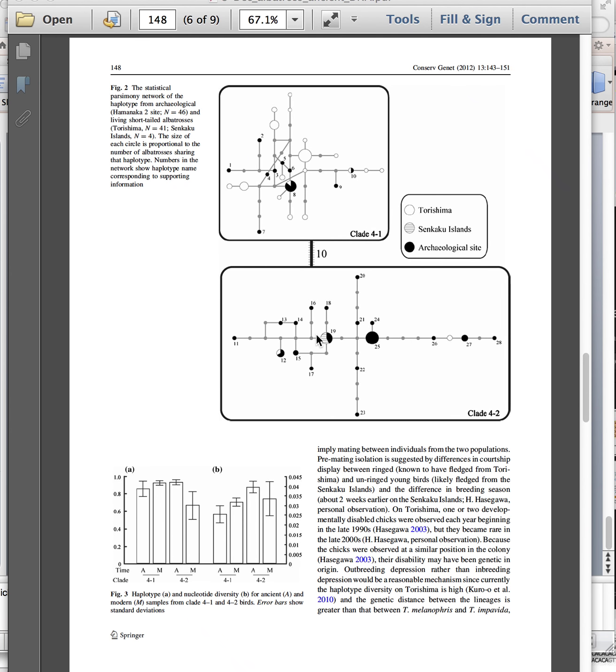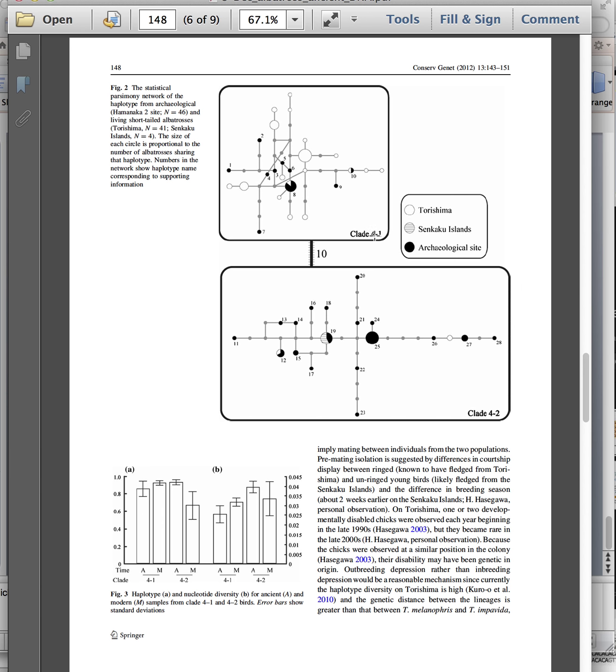Okay, we're back now to talk about what a haplotype network is. You have a haplotype network in figure 2, in which they are showing you the DNA sequences, the different sequences that correspond to individuals found on Torishima, on Senkaku, and from the archaeological site. So Torishima in white, basically unfilled circles. Senkaku, they only have this right here in clade 4.2, and then all the black ones are from the archaeological site, which means that they're the historical samples.